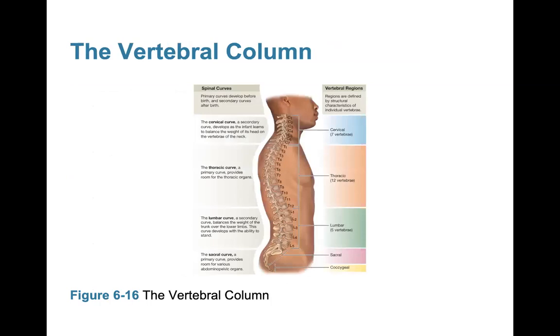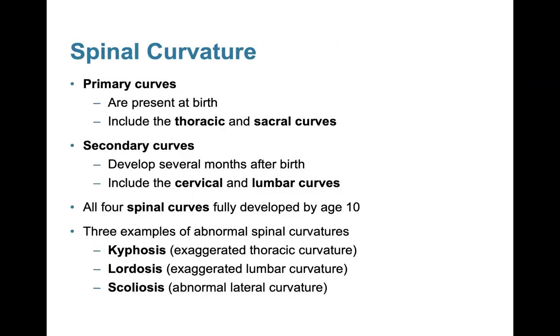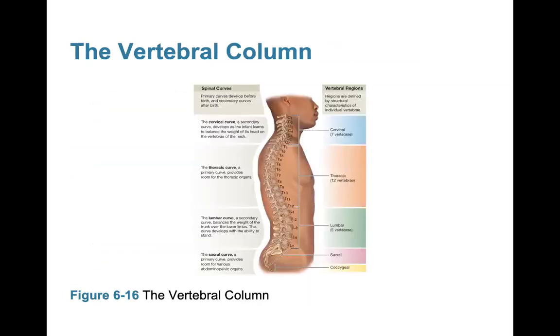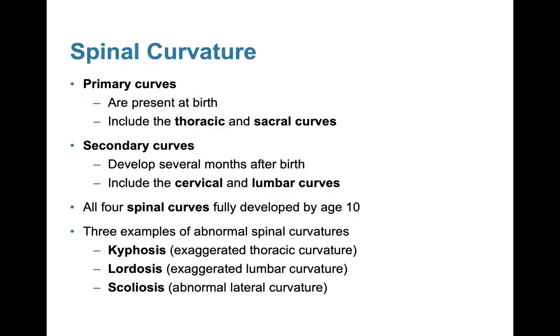And here you can see your vertebral column and the breakdown of the different vertebrae there. If you note, the spinal column actually has several spinal curvatures. Your primary curvatures are present at birth, and these include thoracic and sacral. As you begin to walk and actually stand on 2 feet, the secondary curves develop, and these include your cervical and lumbar curves. All 4 spinal curves should fully develop by the age of 10.